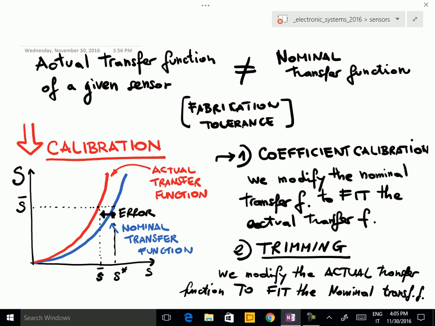Typically, the second procedure is much more expensive, since we really need to modify physically every individual sensor in order to adjust the actual transfer function. Now, there are very many ways of doing this trimming, but for the moment we can consider it in very general terms.